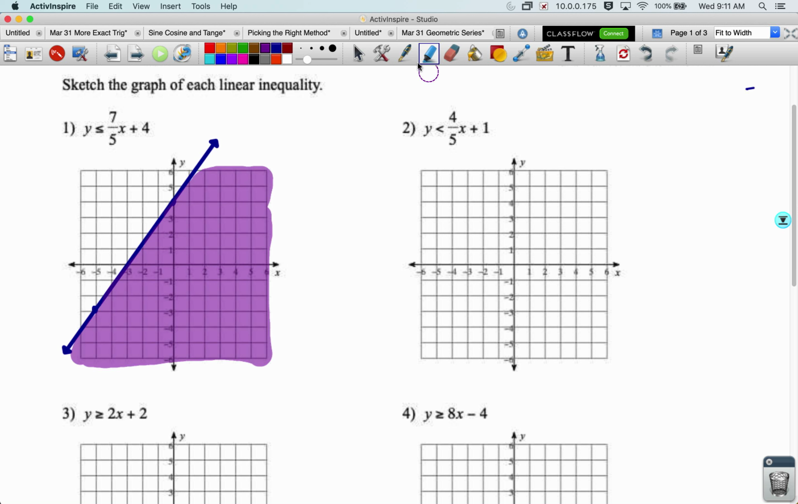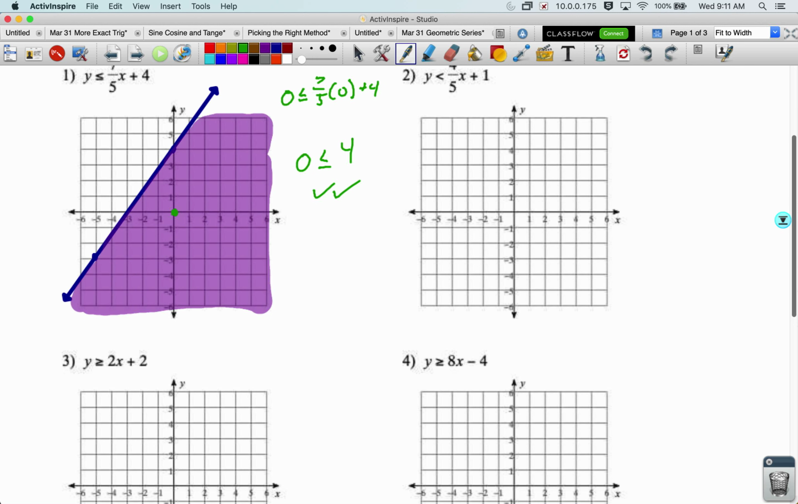All right, and we can check with some of these ordered pairs. Maybe we check with 0, 0 because it's in the shaded region. Is 0 less than or equal to 7/5 times 0 plus 4? Well, anything times 0 is 0. Is 0 less than or equal to 4? That's a true statement. So it checks out. All of these points over here are going to lead to true statements.